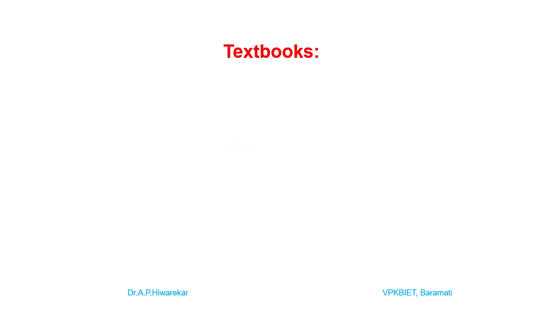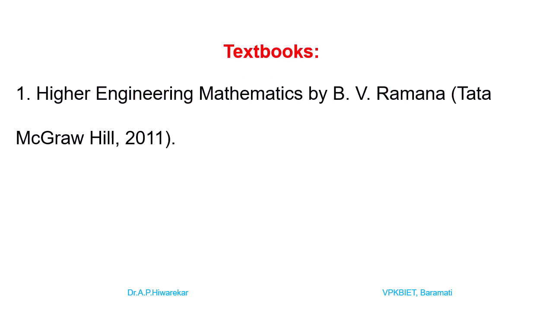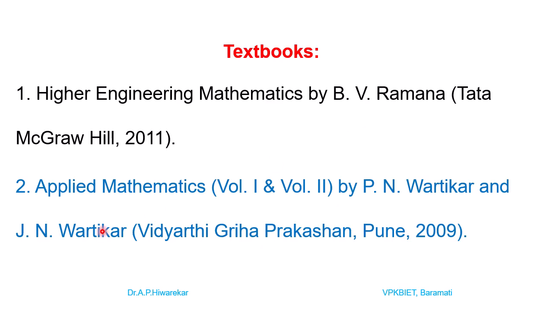Now we will look at the books required. Here we have Higher Engineering Mathematics 1 by B.V. Ramanna, Tata McGraw Hill. Then another book which is Applied Mathematics Volume 1 and Volume 2 by P.N. Wartikar and J.N. Wartikar, by Vidyarthi Griha Prakashan, Pune.